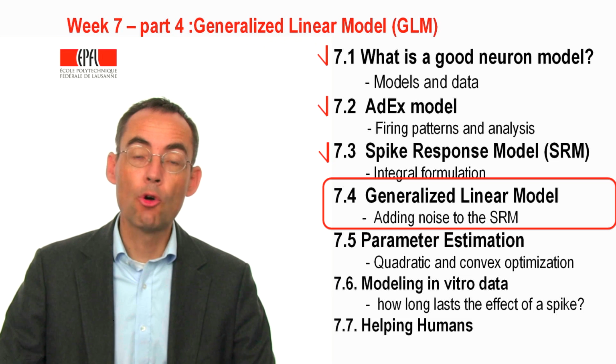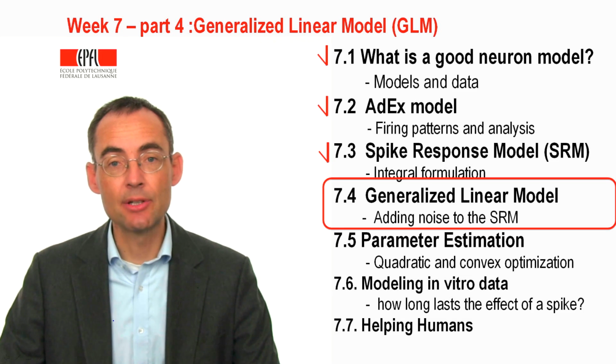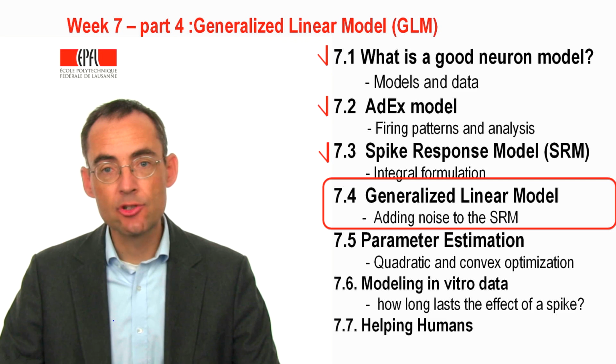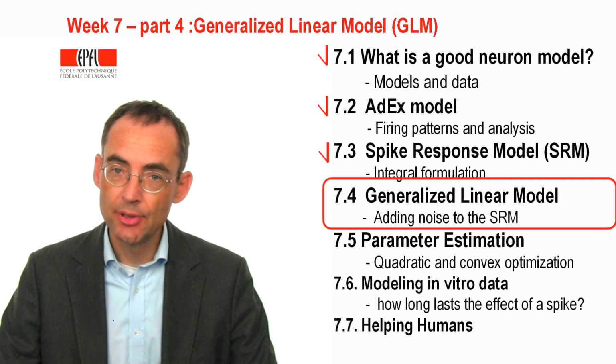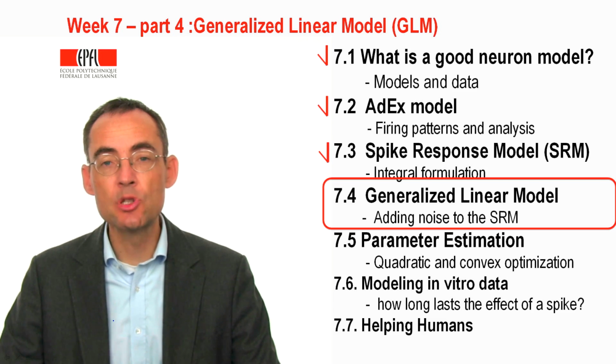This is part 4 of week 7 of the class Neuronal Dynamics. In the previous lecture, I've introduced the deterministic version of the spike response model.